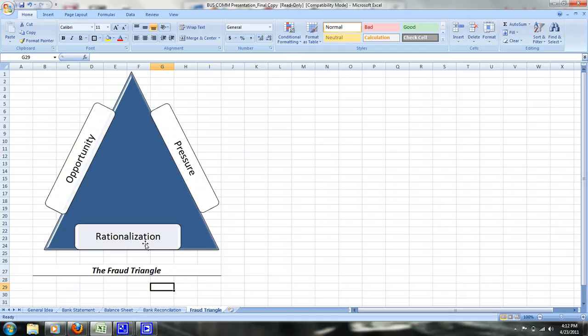And to review what reconciling the bank statement is, it's just comparing our book amount to the bank amount for our account and making sure that they're the same and making any adjustments as necessary.